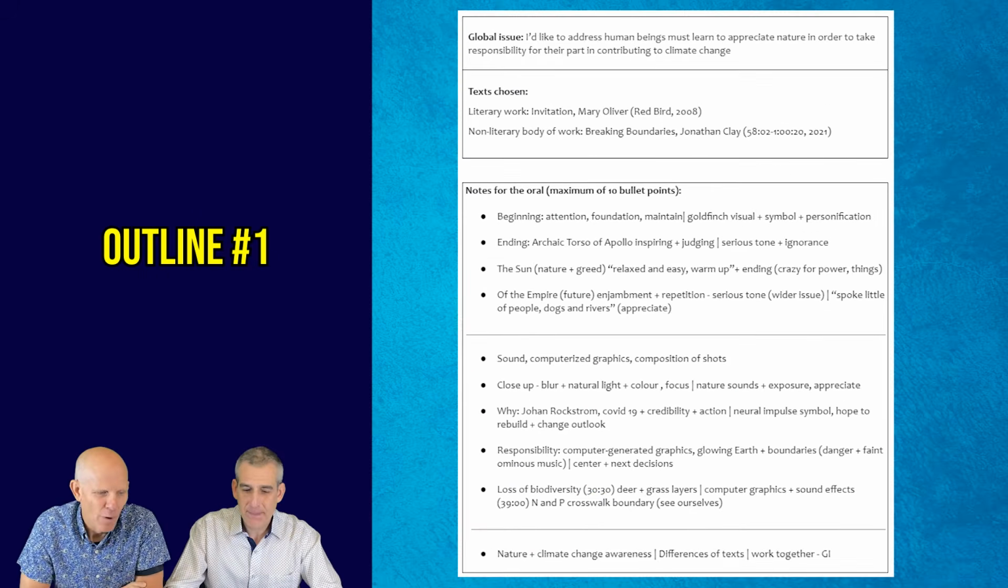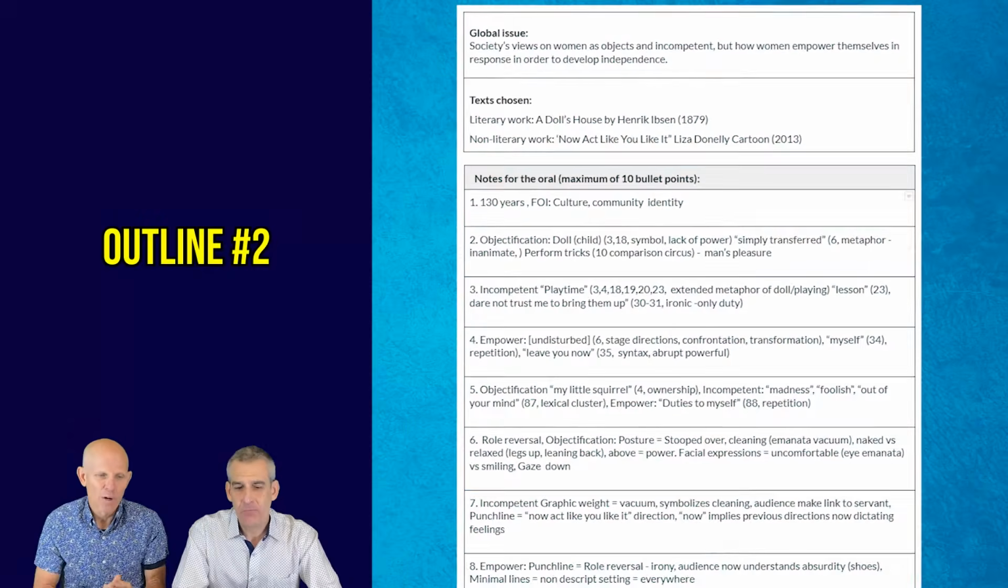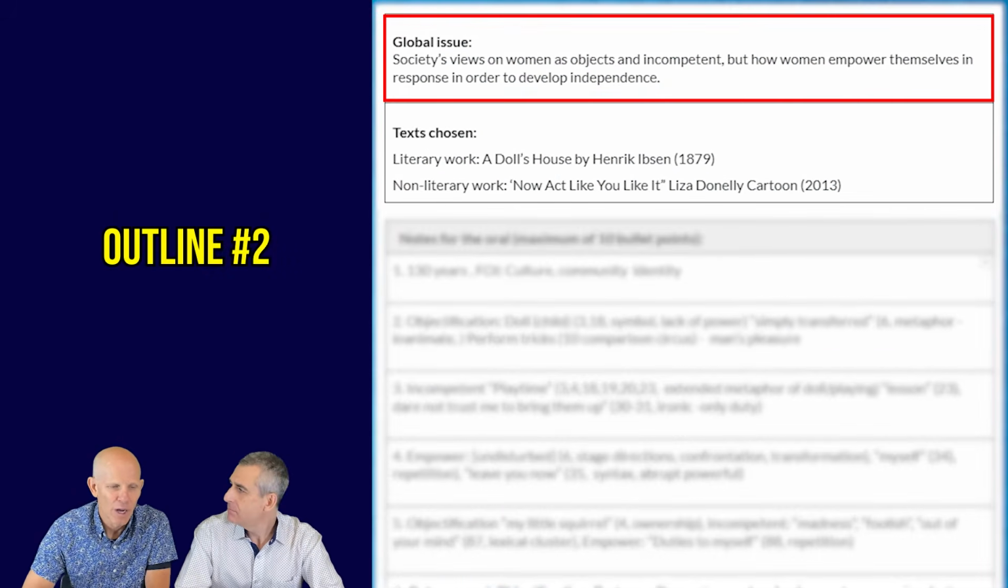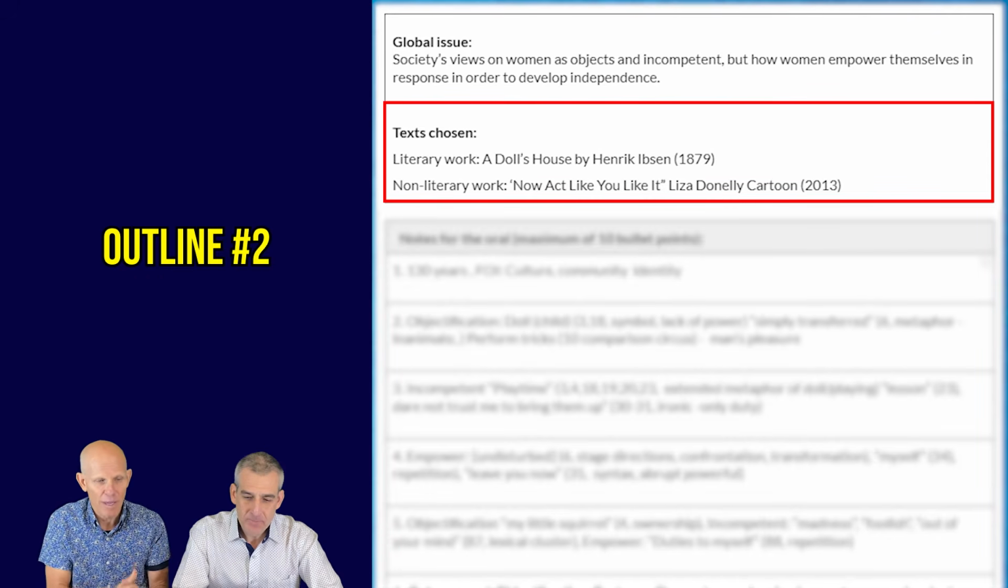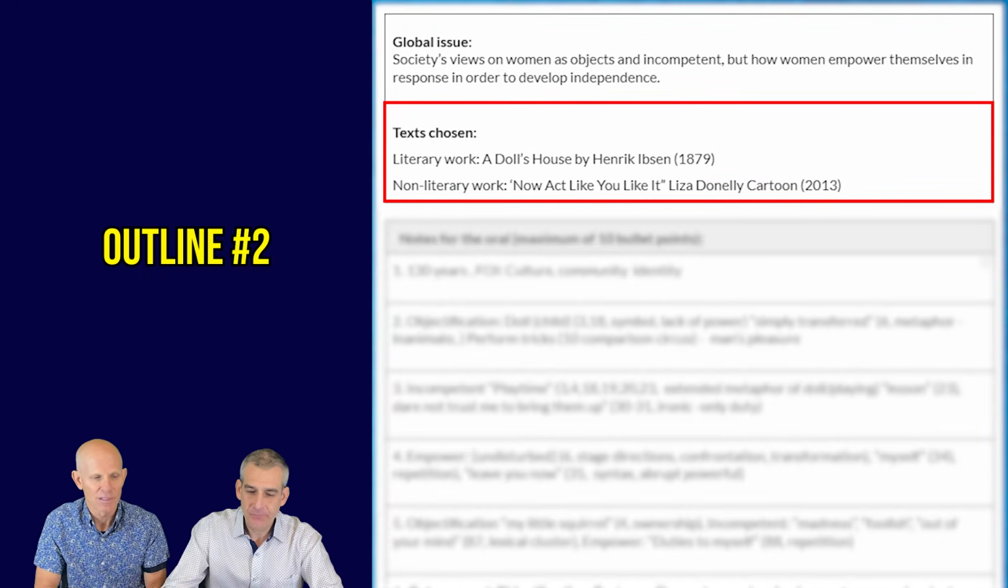Yeah, that's absolutely right. So the second outline is similar. We have a clear global issue, again, about stereotypes and female empowerment. But we also have the literary work, A Doll's House by Henrik Ibsen, and we have a non-literary text that's a cartoon by Liza Donnelly. Very clear, very easy to read.